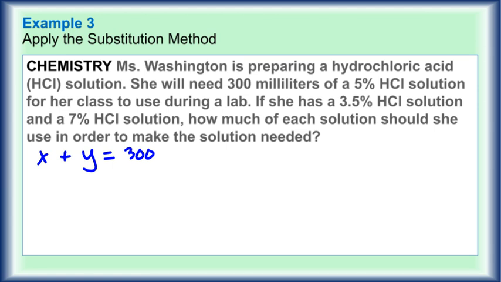So I know 3.5% is 0.035x plus 0.07y has to equal a total of 5%, which is 0.05. And this is 5% of 300 milliliters. So I'm going to have to multiply this by 300 milliliters. So now if I were to simplify this, 0.05 times 300, and we get 15.